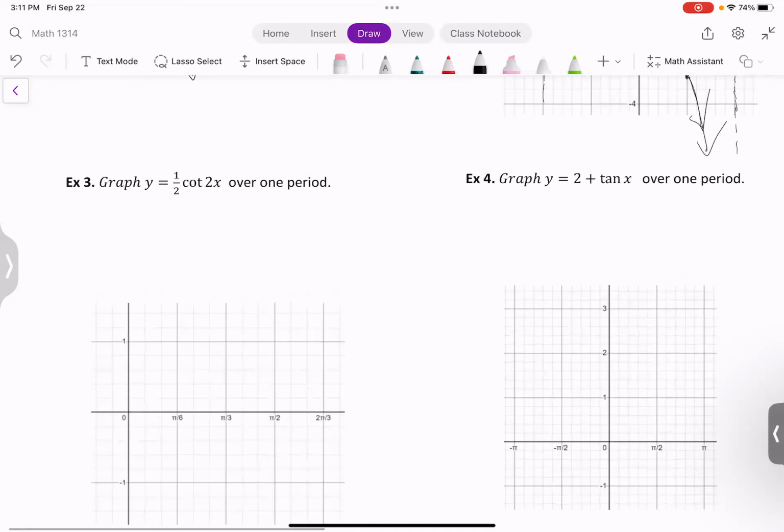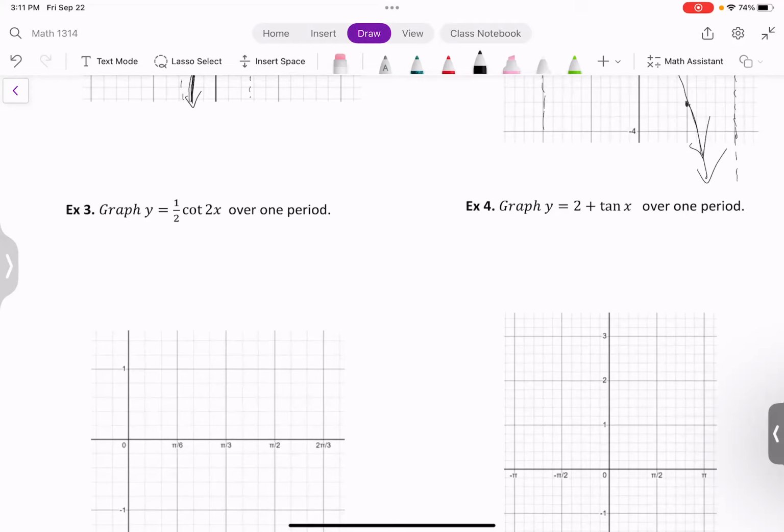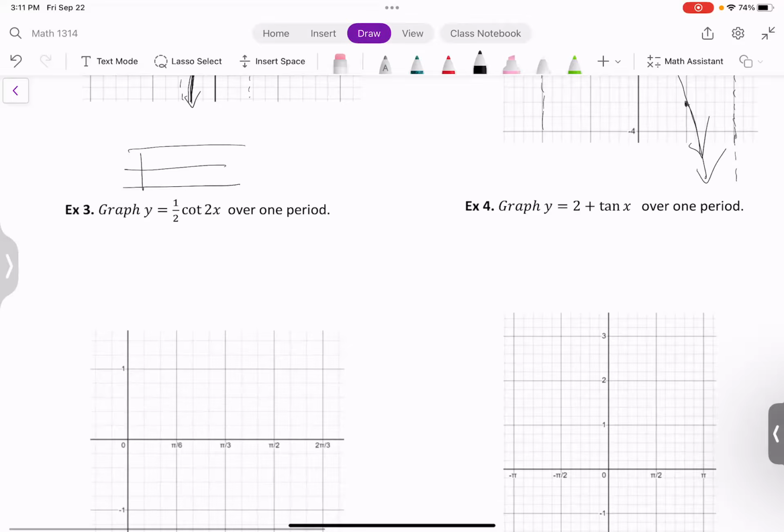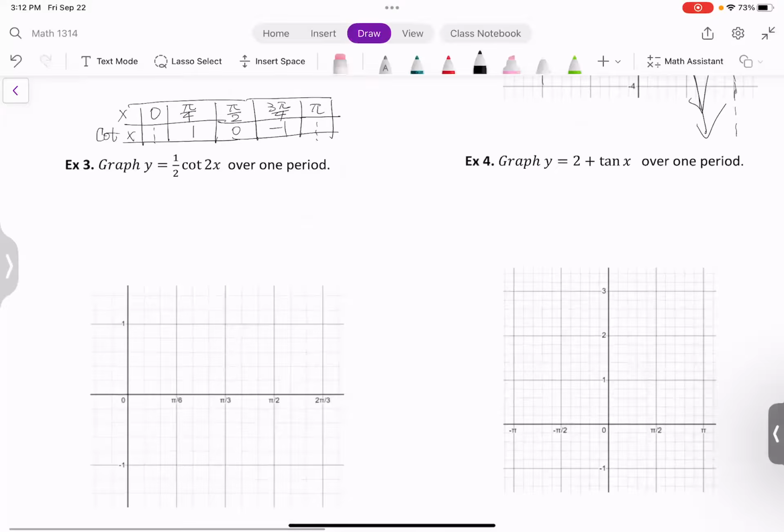All right, let's see what is next. It's about cotangent. Before we move to the cotangent, what are the 3 key points for the cotangent? Let's put the table here. This is x, this is cotangent x. The first and last x values are the vertical asymptotes, 0 and pi. And the 3 key points are pi over 4, 1/2 pi, and 3 pi over 4. The y values are 1, 0, negative 1. Based on this, we will do the transformation.